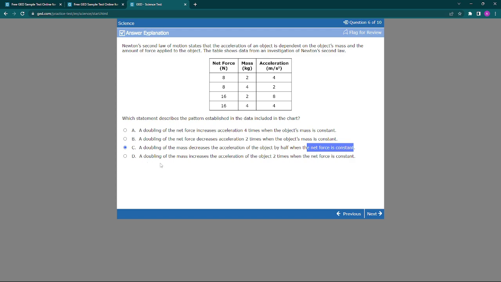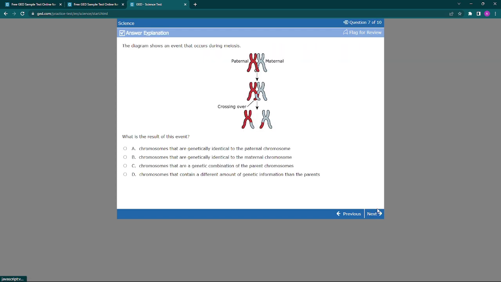So already, let's see, a doubling of the mass increases the acceleration. So we know that's not true. And this one, we know that A and B aren't true, so yeah, C.